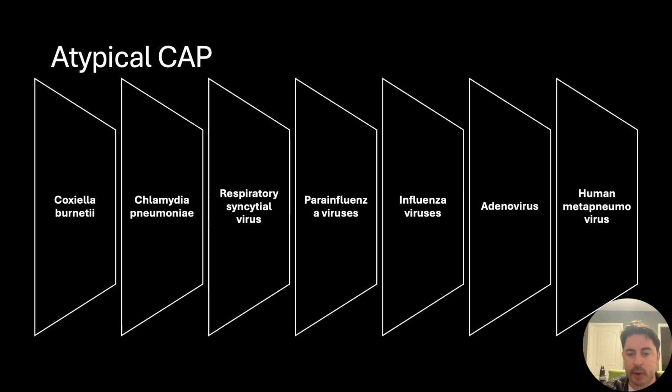Other atypical pneumonias, we have a whole list here. We're not going to delve into each one of those, but your first two are types of bacteria, and then we get into different viruses. So you have a whole list of different atypical community-acquired pneumonias that are there.